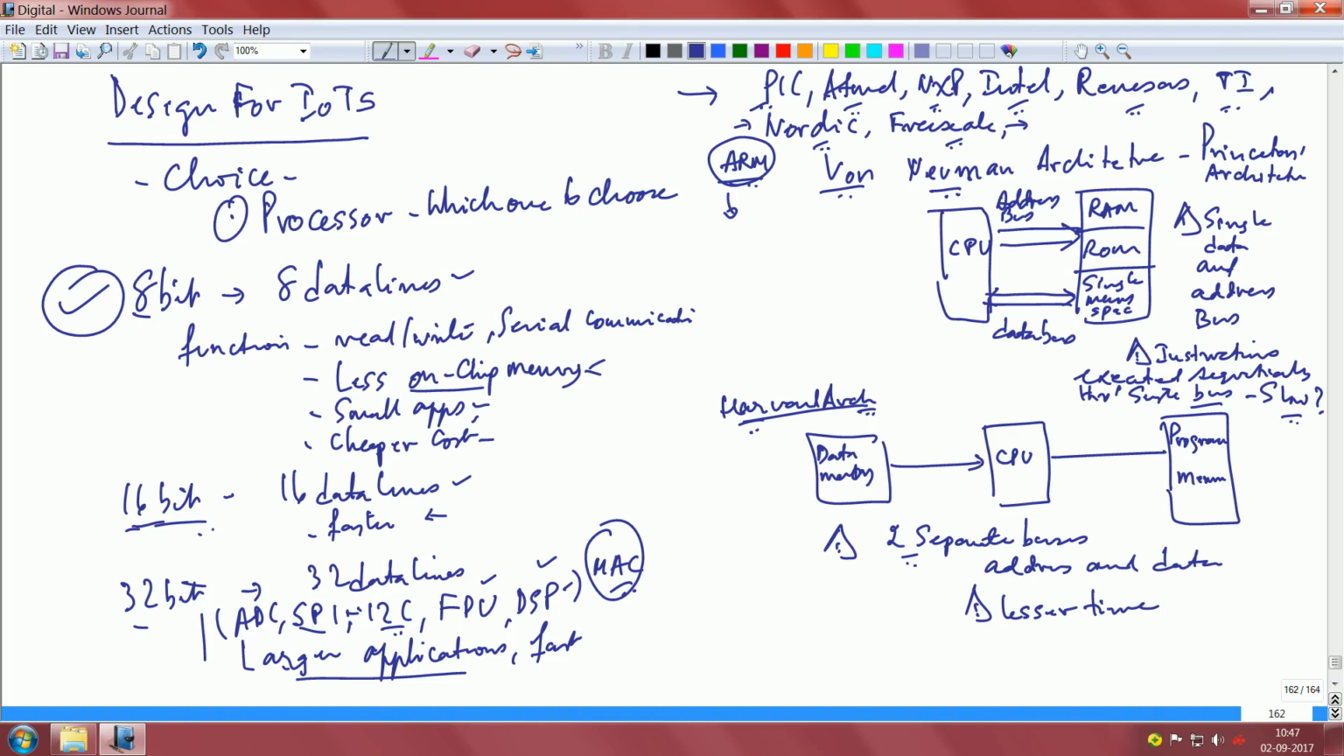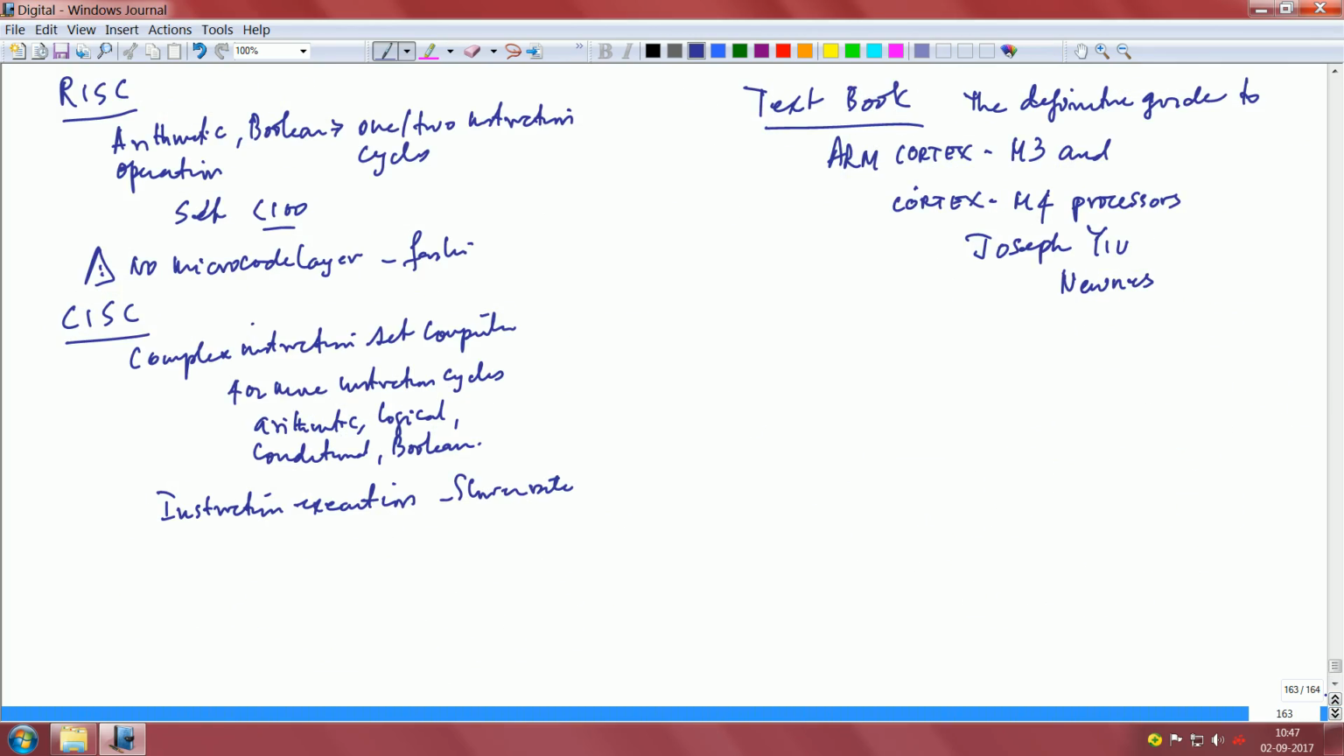So you may also have to look at the processor that you buy, whether it is really under the von Neumann architecture or the Harvard architecture. So that is already another thing. Then people also talk about a choice of controllers based on RISC or CISC. I already introduced you to RISC.